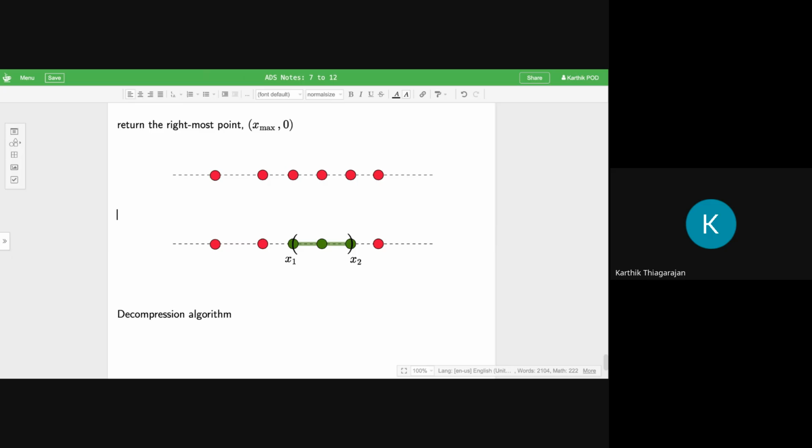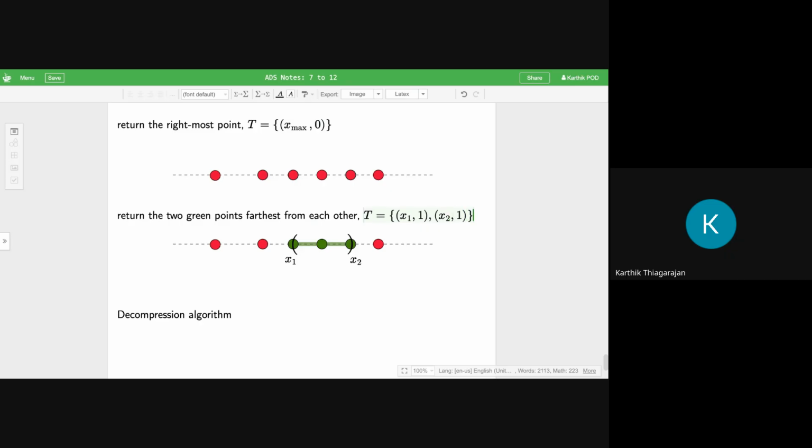In this case, it is going to return 2 points. Return the 2 green points farthest from each other. So it is going to return 2 points. This will be T. It will return a set, by the way, right? It's a set of points. So here it will return, say, x1, x2. For the sake of simplicity, I'm just calling them x1 and x2. This is what it will return.